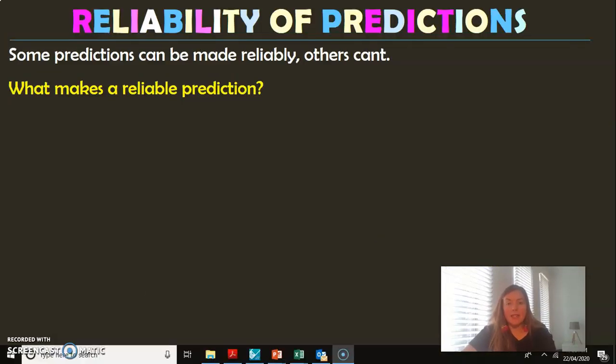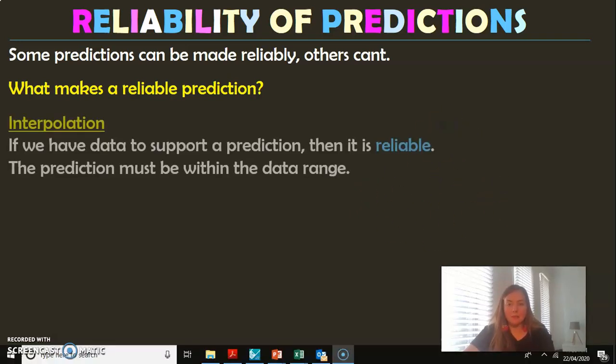The last part of this is looking at the reliability of predictions. So if we are using these models in order to make predictions, some are reliable predictions and some are not reliable predictions. So let's have a look at what makes a prediction reliable. If we have data to support an answer, then it's considered to be reliable.